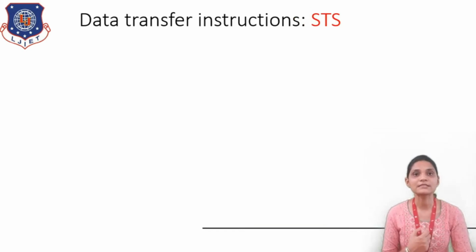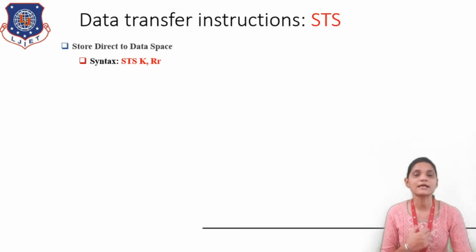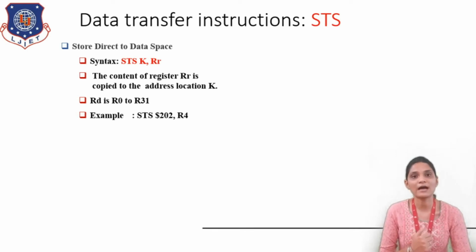Next we can see is the STS instruction. This is similar to LDS, but LDS is used for loading data and this STS is used for storing the data. This is the store direct to the data space. Syntax for this instruction is like STS K, RR. The content of register RR is copied into the address location given by the K. Here RR can be R0 to R31. For example, STS $202, R4.